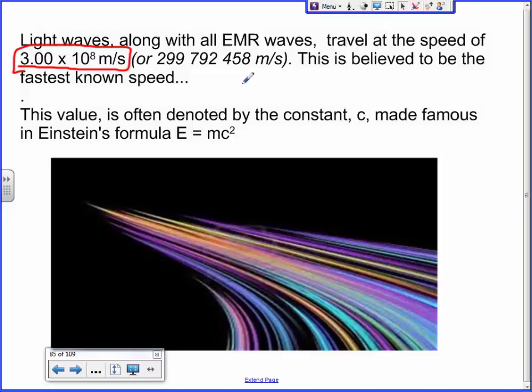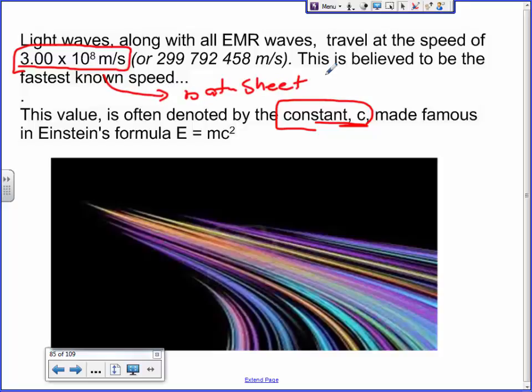You know where there's that section that talks about all the constants? It often gets represented by the constant c. You've probably heard of Einstein's formula, E equals mc squared. The c in E equals mc squared stands for the speed of light. So if you ever need to look at the speed of light, it's on your data sheet.